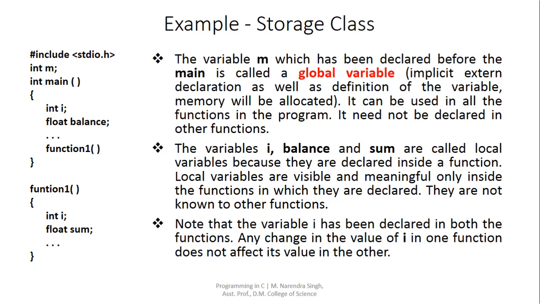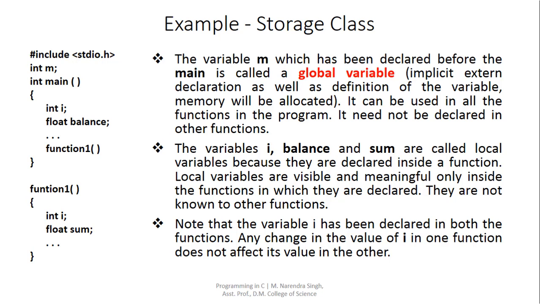To understand the concept of storage class better, the variable m, which has been declared before the main function, is called a global variable. Here the extern keyword is implicit. When the extern keyword is implicit, the declaration int m defines the variable m to be of integer data type as well, and memory is allocated. If we had used the extern keyword explicitly, then the variable m would be declared only, not defined.